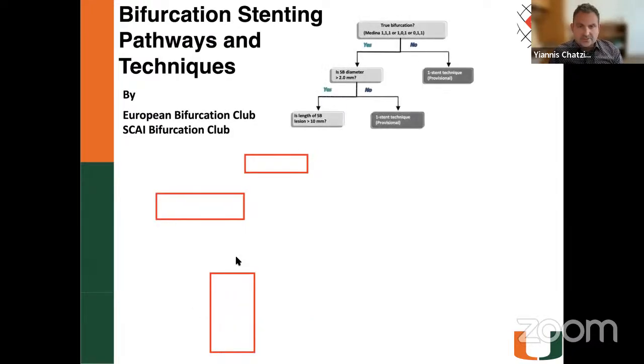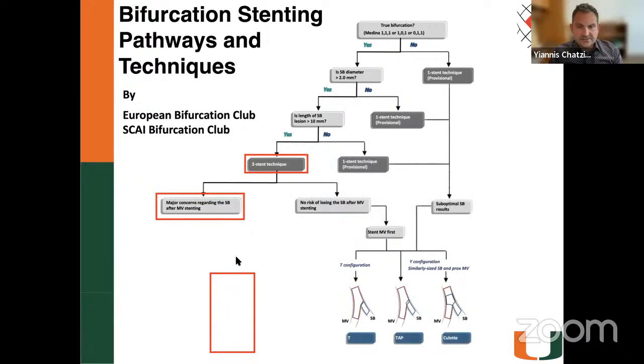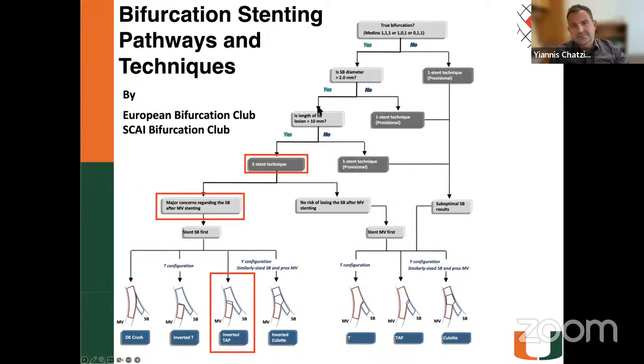According to what we just discussed earlier, very briefly, here we have a complex bifurcation, upfront two-stent technique. The question is always, do we stent the side branch first or the main vessel? When we have fear that we might lose the side branch, it's better to start from the side branch, circumflex in particular here. And the best approach is, given that this is not a pure T bifurcation, culotte could be a possibility, but we elected to go with inverted TAP because we felt that the angulation is more favorable for TAP. DK crush, of course, is always a consideration.